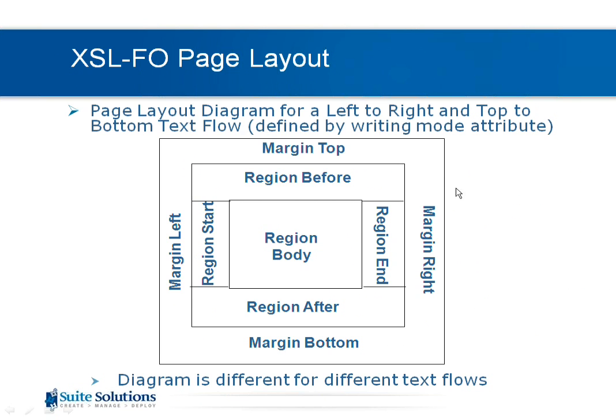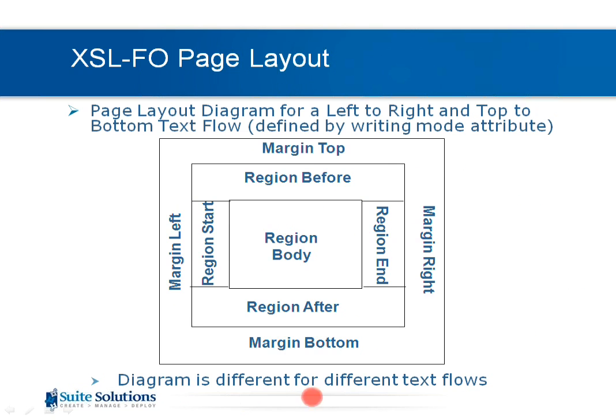Here's the page layout diagram for left, right, and top to bottom text flow, which was defined by the writing mode attribute that we saw previously. Okay, so we see here that in the middle is the region body, which is, as I said, where you'd expect to see text in the middle. But you can also define some text should appear in the top margin, right margin, bottom margin, left margin, and before or after the region body, and on top or on the bottom. I'm sorry, start and end, before, after.